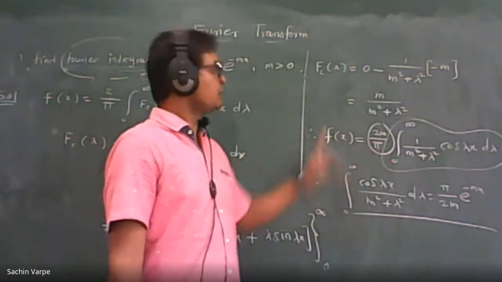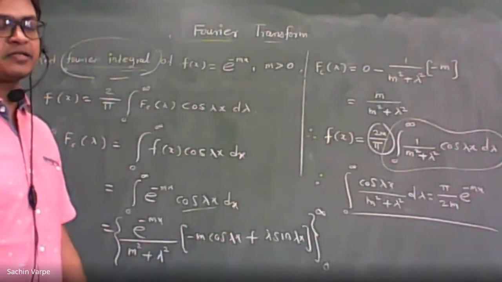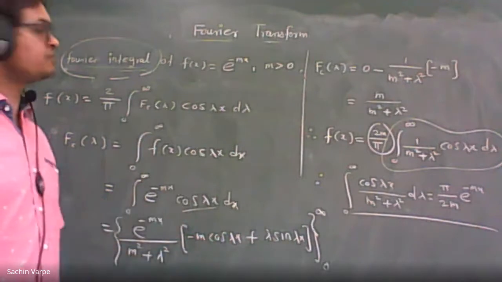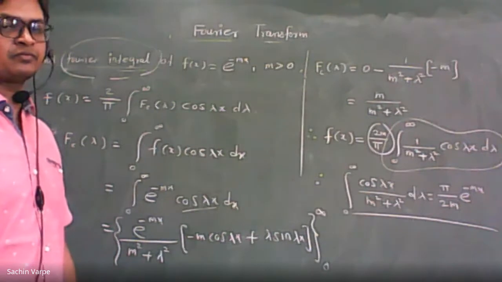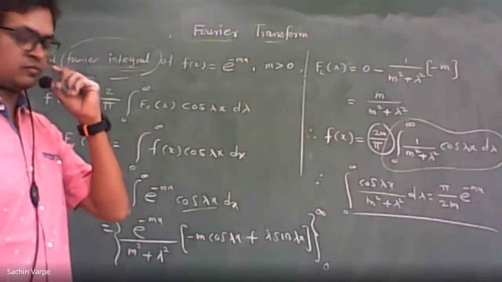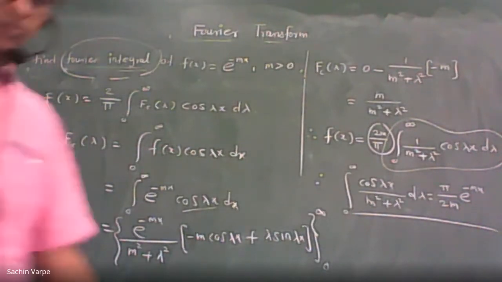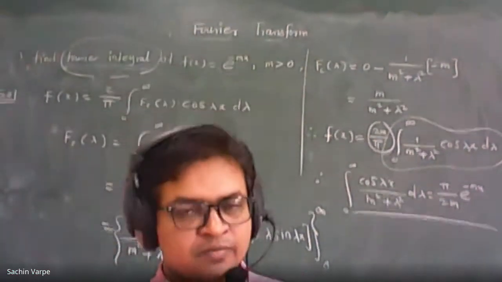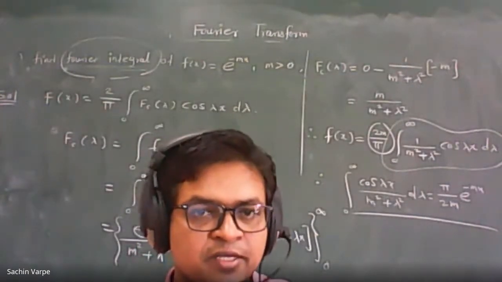So in this way, you can prove the first part also by finding the Fourier sine integral and its transform. Is that okay? Very easy and very important also. Please ask if any doubt. Okay, so the sine part is for homework. We'll go to the next question.